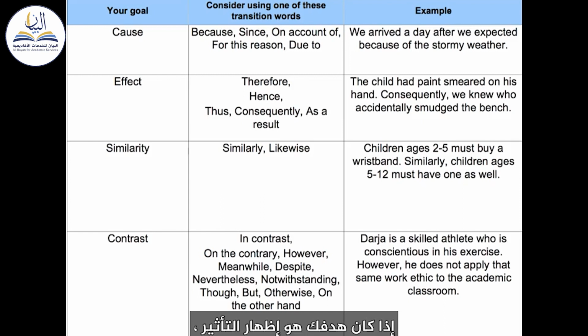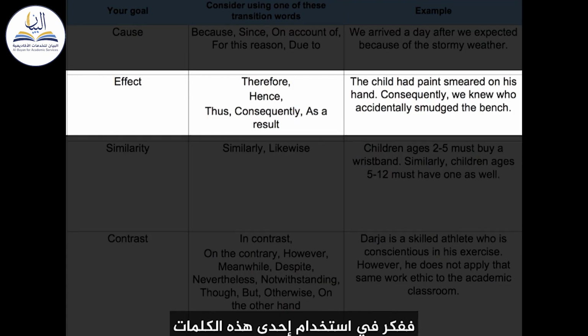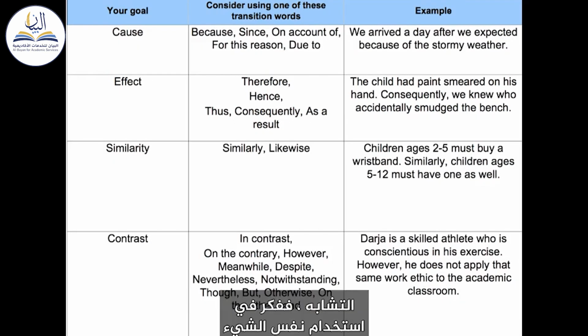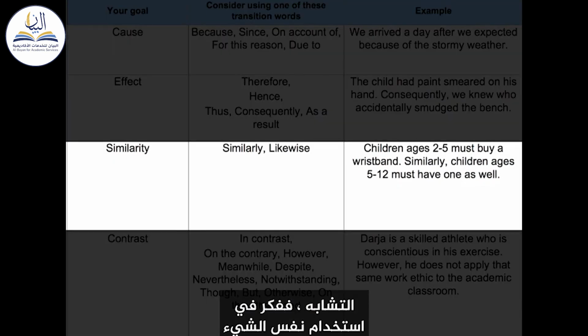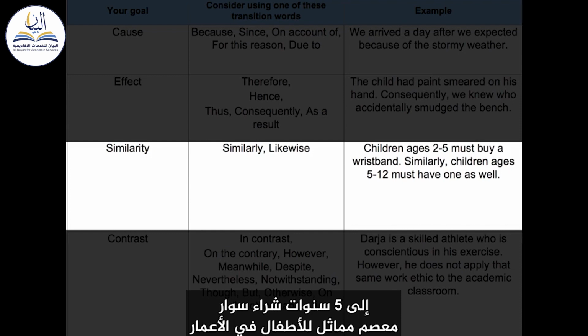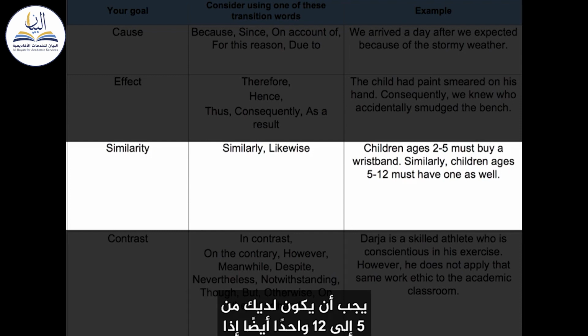If your goal is to show effect, consider using one of these words: therefore, hence, thus, consequently, as a result. The child had paint smeared on his hand. Consequently, we knew who accidentally smudged the bench. If your goal is to show similarity, consider using similarly or likewise. Children ages 2 to 5 must buy a wristband. Similarly, children ages 5 to 12 must have one as well.